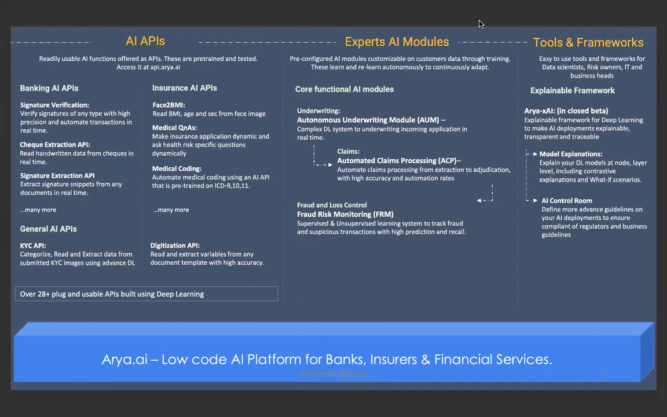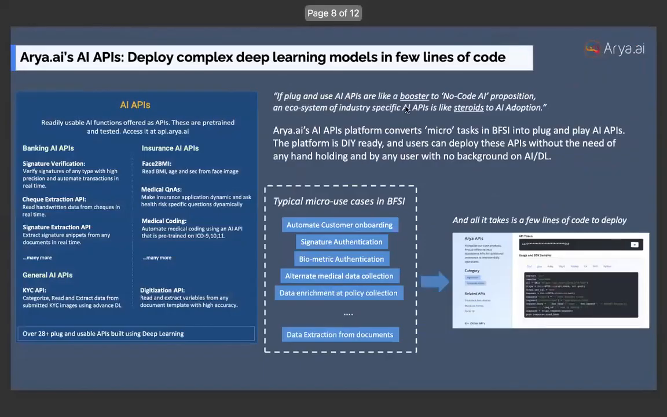Now, moving on to the main focus of today, that is the AI APIs. Here I would just like to hand it over to Mansi, who will be explaining in-depth details and will take you over the AI APIs platform. Mansi, over to you.